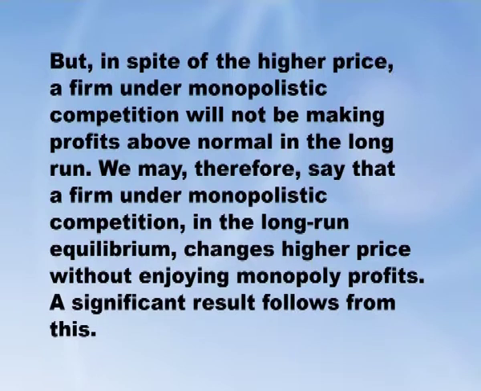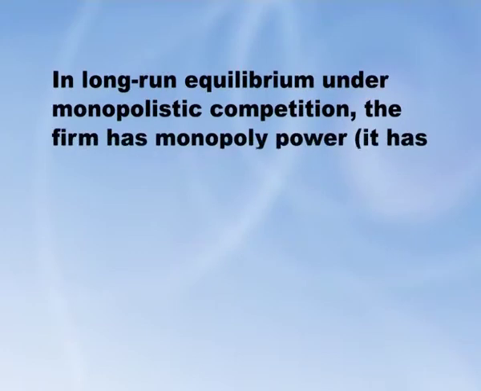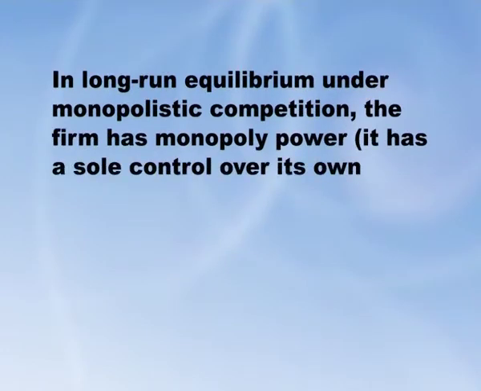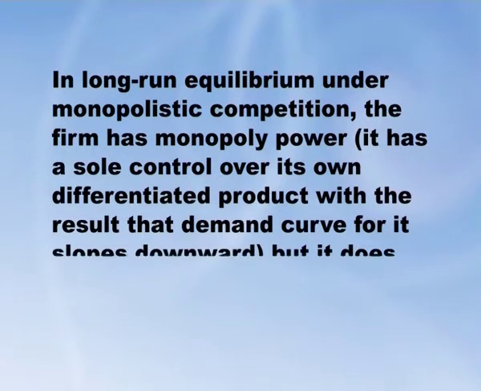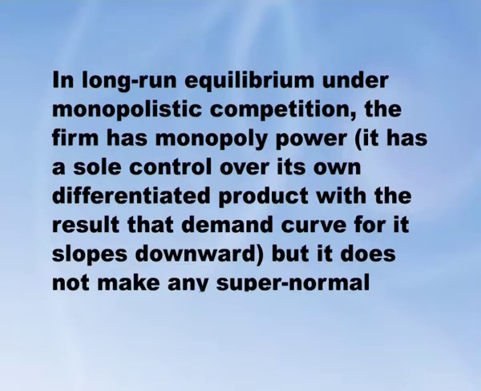A significant result follows from this. It is that the non-existence of abnormal profits is no indicator of the absence of monopoly element. In long run equilibrium under monopolistic competition, the firm has monopoly power. It has sole control over its own differentiated product, with the result that the demand curve for it slopes downward. But it does not make any supernormal profits.